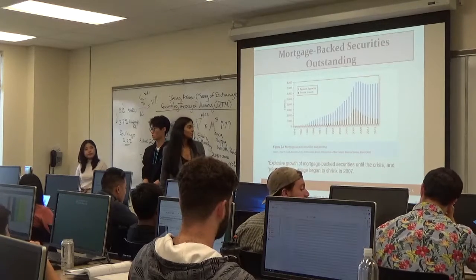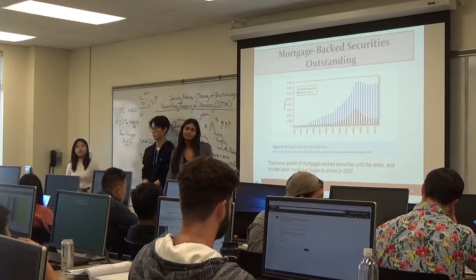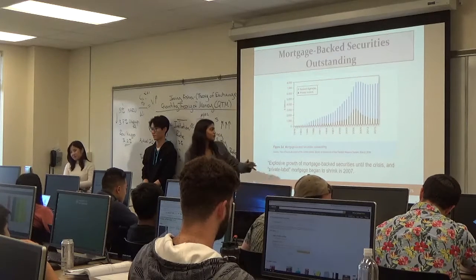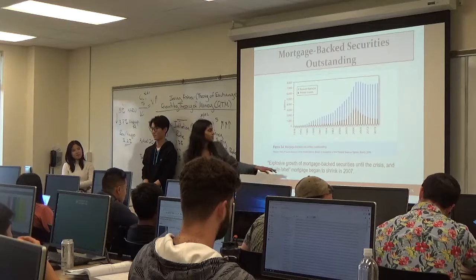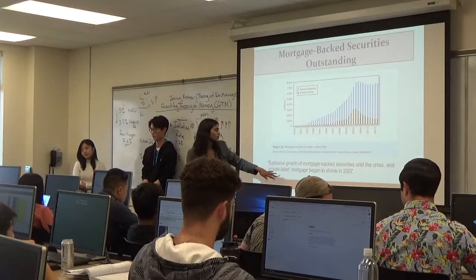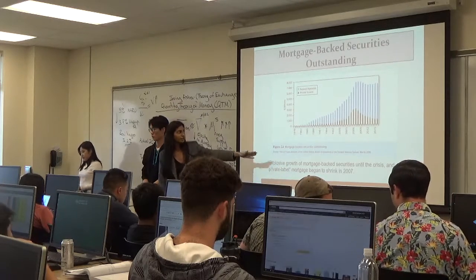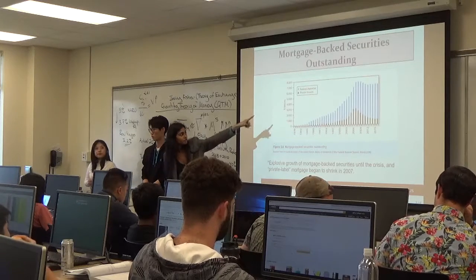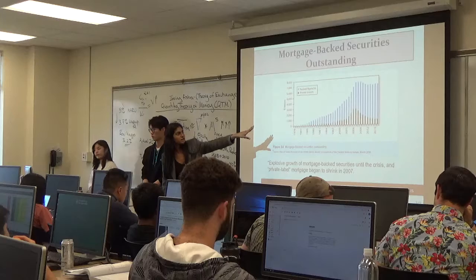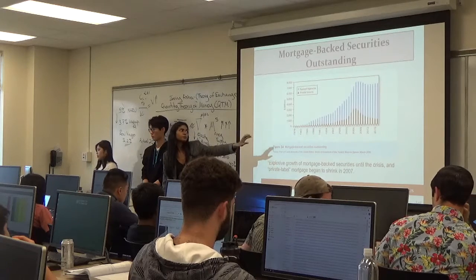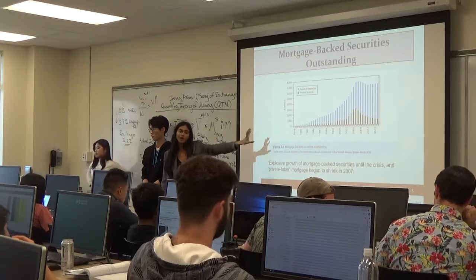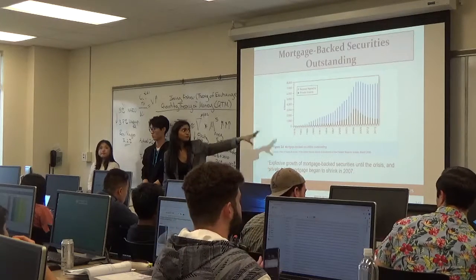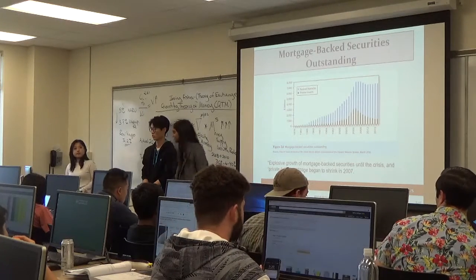I was actually going to talk about the financial crisis, but the first team already did that, so I'm going to skip that, and I'm just going to show you the explosive growth of mortgage-backed securities until the crisis. After that, you can see the black one, the private issuers, started to rapidly shrink because of the trillion-dollar debt this explosive growth caused the US to have.